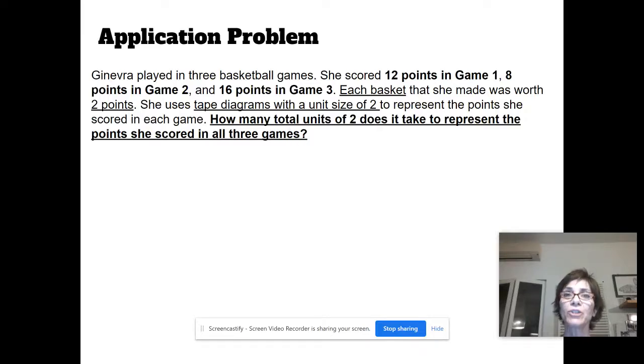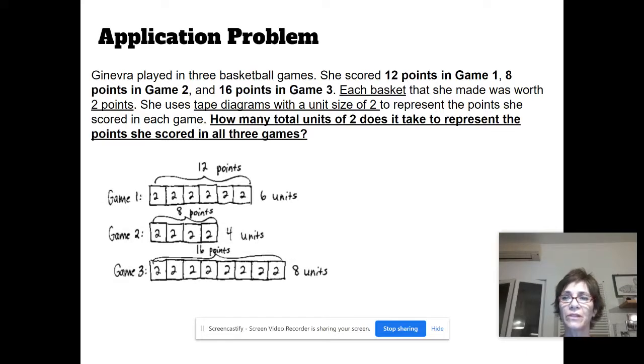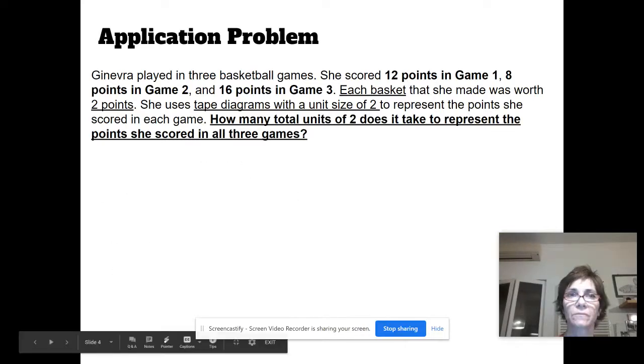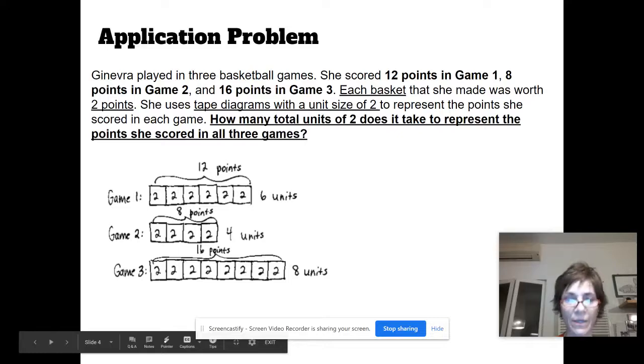All right. How many total units of 2 does it take to represent the points she scored in all 3 games? Okay. If you want, you can pause the video here if you already have an idea how to represent this problem. If not, look at this drawing. Okay. So here we are.